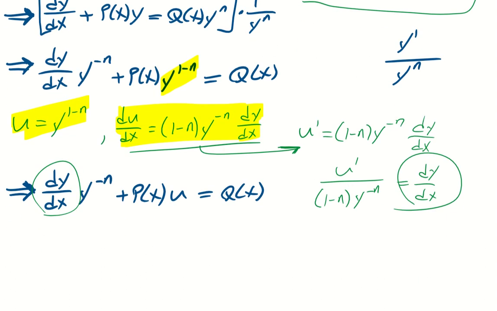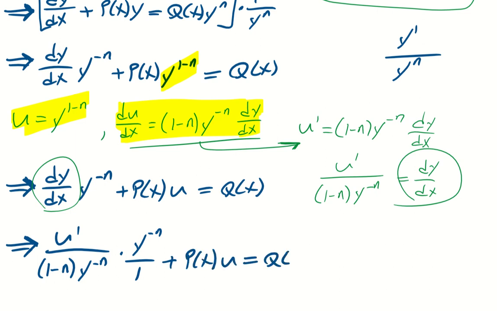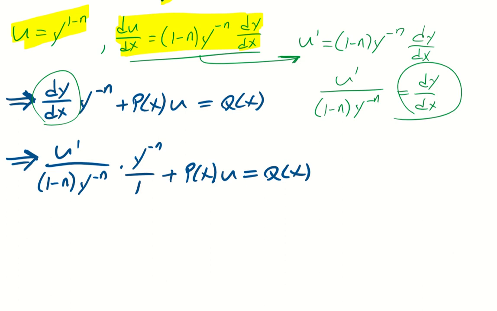So let's put that in there. And the y's do go away, so we're moving away totally from y land into u land. So u prime over the quantity 1 minus n times y to the minus n power, times y to the minus n power over 1, the y's definitely go away, plus p of x times u is equal to q of x. Let's simplify. So we have this divided by that. Those go away. So we have u prime over 1 minus n plus p of x times u is equal to q of x.